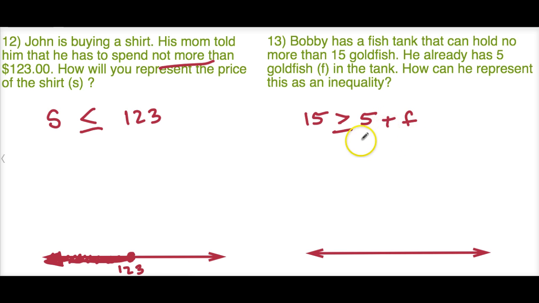So I need to isolate my variable. So 5 minus 5 minus 5, and that's going to be 10. So I can have less than or equal to 10 fish. So it's okay if I want to add 1 more fish or 2 more fish, 3 more, but I cannot add more than 10. All right.